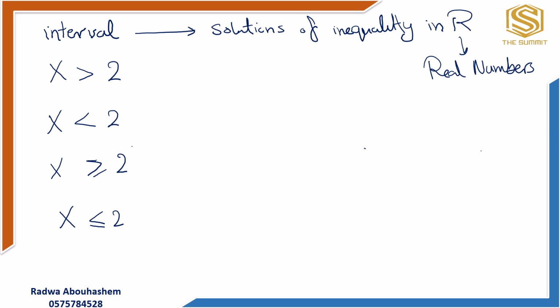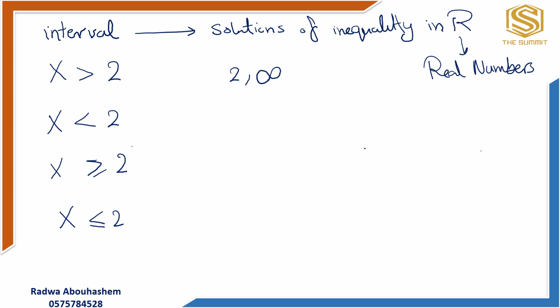While you're writing an interval, you have to write it from the smallest number to the greatest number. So here, greater than 2, I'm going to start with 2, and I'm going for infinity. But now, I'm asking you, is the 2 included in your answer? No, he said greater than 2, so it's not included.